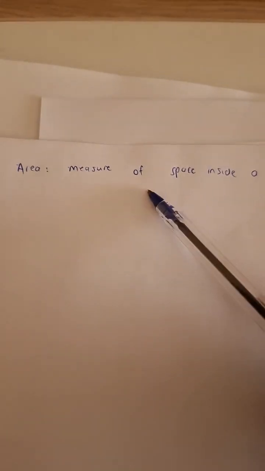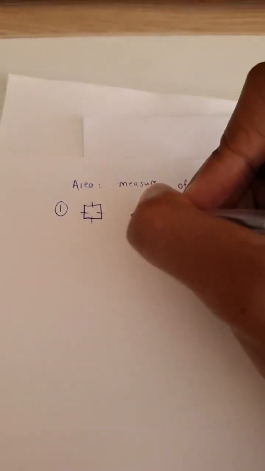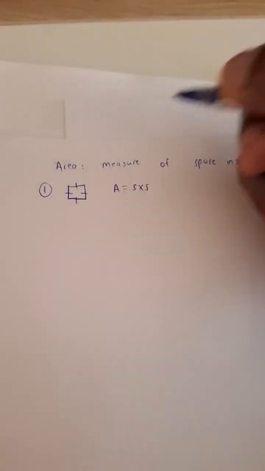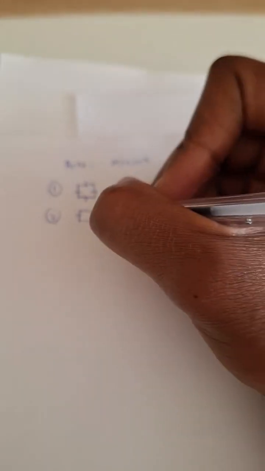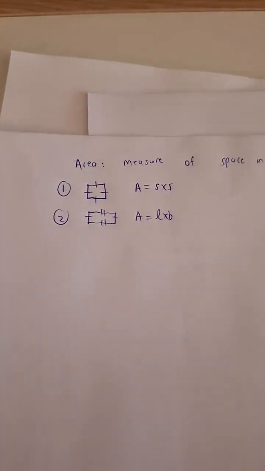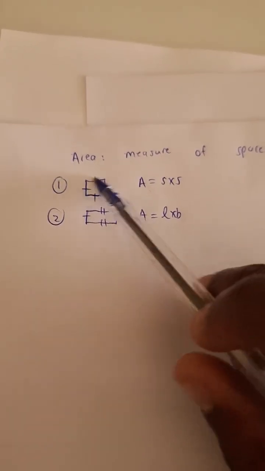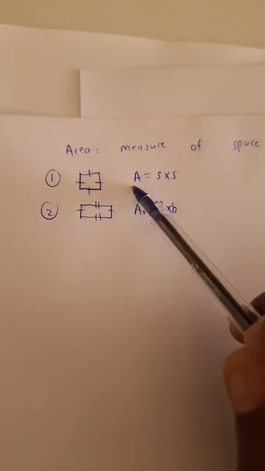When we want to calculate the area, these are your top shapes that they like asking. You need to know the area of a square, which is given by area equals side times side. That's the formula for the area of a square. Two, you need to know how to calculate the area of a rectangle. Area of a rectangle is length times breadth. With the area of a square, side times side refers to the vertical and the horizontal dimension. You multiply that to get the area.